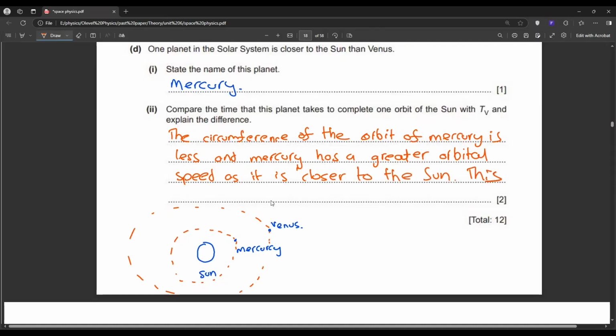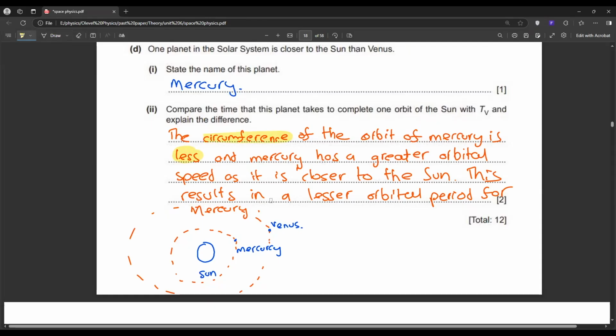This results in a lesser orbital period for Mercury. So there are two factors that contribute to a lesser orbital period for Mercury. The first one is that you have a lesser circumference. Second is that Mercury has a greater orbital speed. Both of them combine and give you a lesser orbital period for Mercury compared to Venus.